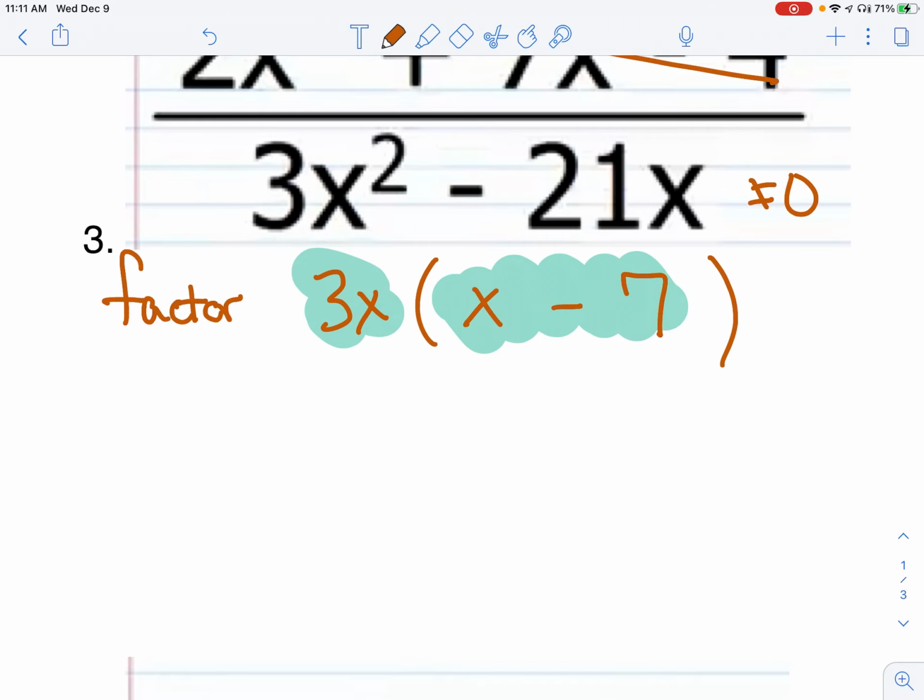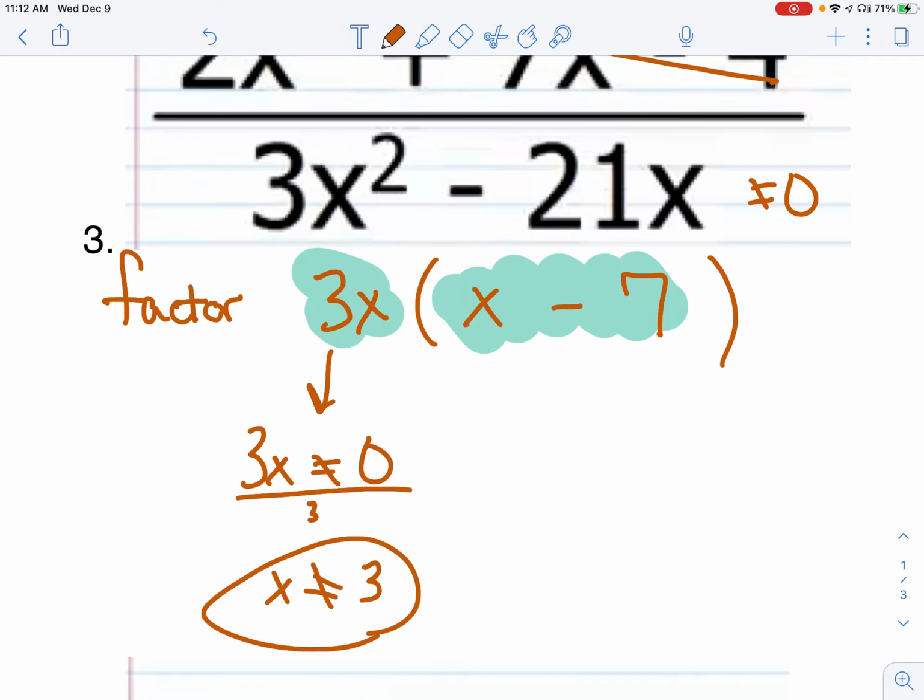Let's do the first part. I say 3x is not allowed to be 0. Divide by 3, and x is not allowed to be 0. Then I take this other part. Remember, if you can factor it, you factor it. You say this part is not allowed to be 0. Solve. Therefore, x is not allowed to be 7 when you add 7 to both sides.